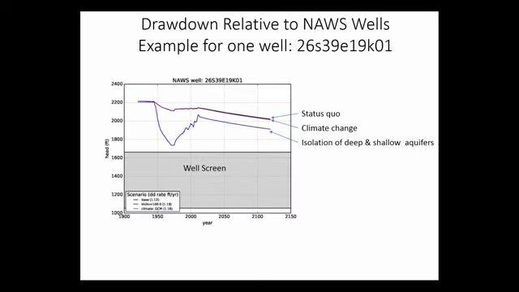So let's look at some results. This is at one NOS well. So this is one of the high production wells that the Navy is using for water supply. Again, this is a hydrograph showing the x-axis is time, and on the y-axis is groundwater level. And what you're seeing is those 3 different simulations, the trends in the water level behavior. The upper 2 represent the status quo and the climate change simulations.